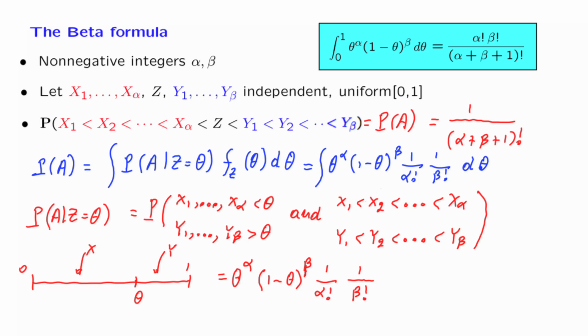So what have we achieved? We calculated the probability of the event A in two different ways, and we got two seemingly different answers. But these two answers have to agree, therefore this expression is equal to that expression. And now if you take this factor, 1 over alpha factorial times 1 over beta factorial, and send it to the other side of the equation, what we obtain is exactly the formula that we wished to derive.